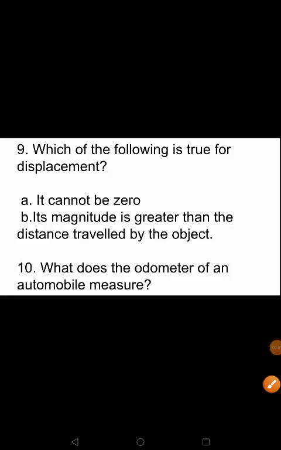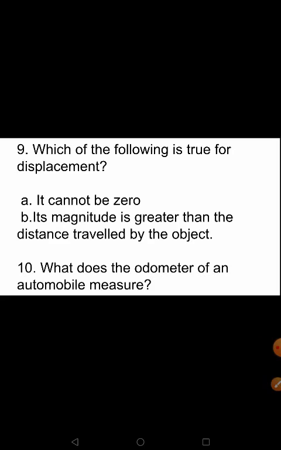Which of the following is true for displacement? The given statements are: it cannot be zero, its magnitude is greater than the distance travelled by the object. While doing the first question itself, we saw displacement can be zero when the starting and ending point remain the same. So displacement cannot be zero is a false statement. Then, its magnitude is greater than the distance travelled by the object. Remember one thing, the magnitude of displacement of an object can never be greater than the distance travelled by the object. So this statement is also not true. Clear to you? Next question.